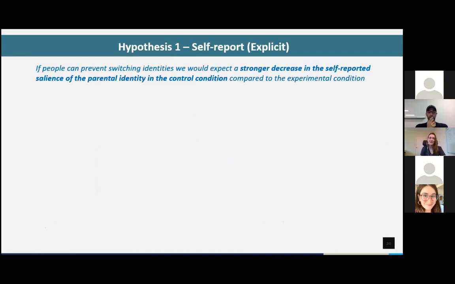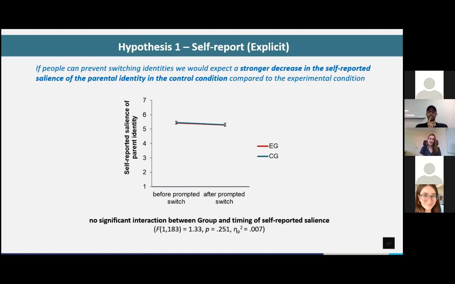So what would we expect if people can prevent social identity switches? So if they can prevent the switch away from their parent identity, we would expect a weaker decrease in salience of the parent identity in the experimental group, and we would expect a stronger decrease in the control condition because they were not asked to avoid the switch, so they should have really switched over to their feminist identity. But this is what we found.